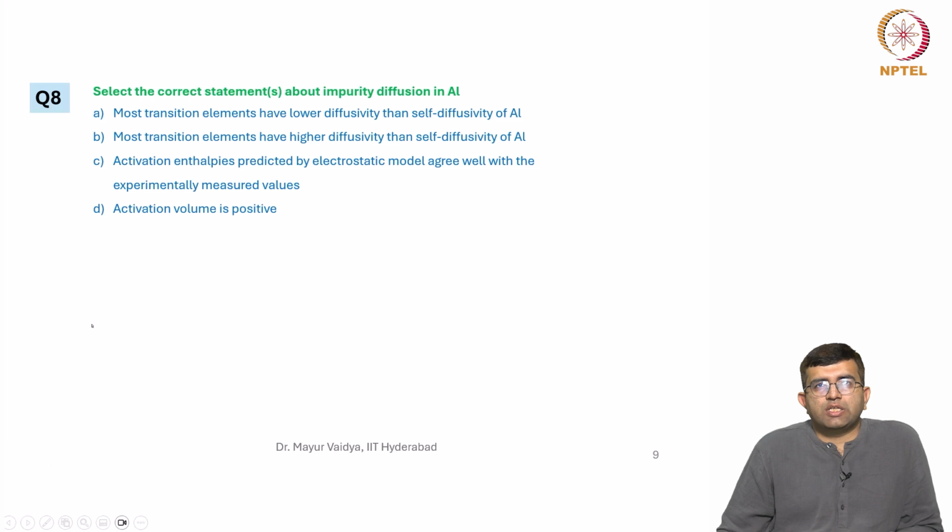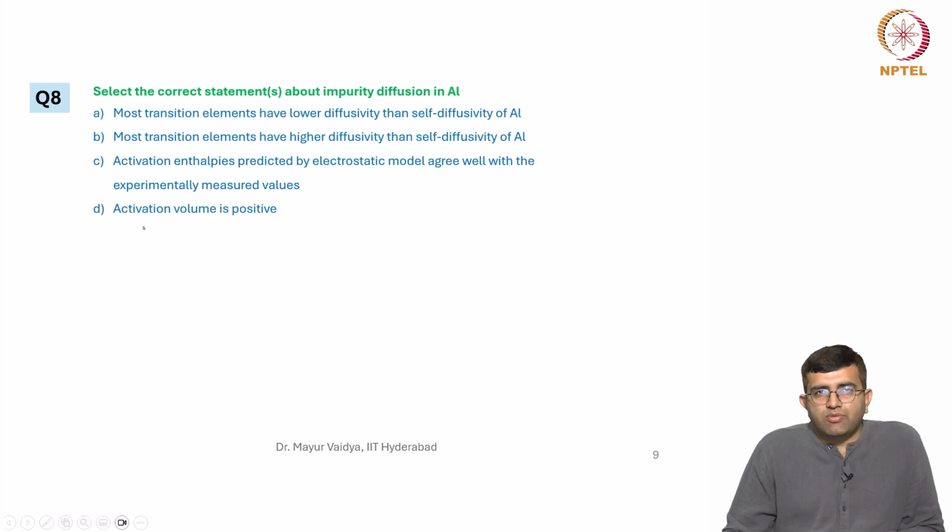Select the correct statements about impurity diffusion in aluminum. Most transition elements have lower diffusivity than self-diffusivity of aluminum. This is the option number 1. The second option is most transition elements have higher diffusivity than the self-diffusivity of aluminum. So, in this case the option number 1 is correct. They have lower diffusivity than self-diffusivity of aluminum. C, activation enthalpies predicted by electrostatic model agree well with the experimentally measured value. This is not correct. In the case of impurity diffusion in aluminum, we saw that the electrostatic model does not work well and the activation enthalpies are rather scattered.